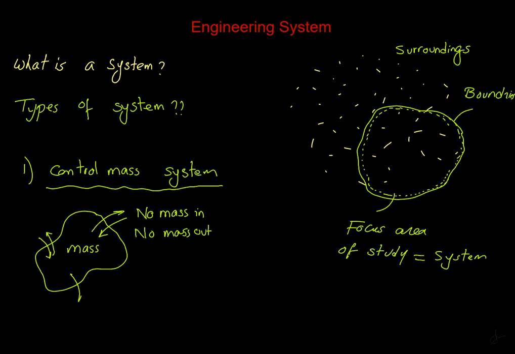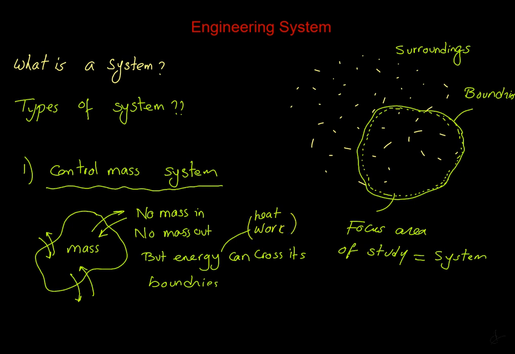So in simple words, a control mass system is a system where no mass can transfer across its boundary, but energy can cross its boundaries. When I say energy, it could be in the form of heat or work and so on. So different forms of energy can penetrate or go through the boundaries of that system.